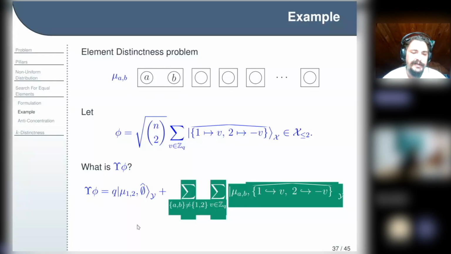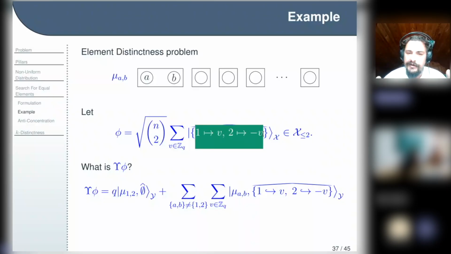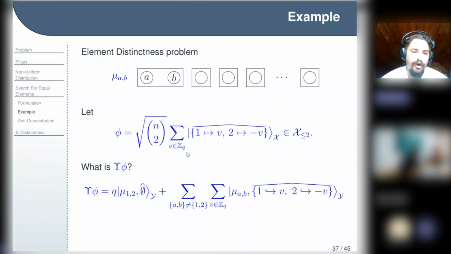But the interesting case is this mu 1 2 thing. It goes to the empty. So in this case, if A is equal to 1 and B is equal to 2, then both elements 1 and 2 end up in the same block. This block gets the value which is the sum of the values, V plus minus V, which is the empty set, a zero function. And I get q copies of this because there are q terms in this sum.